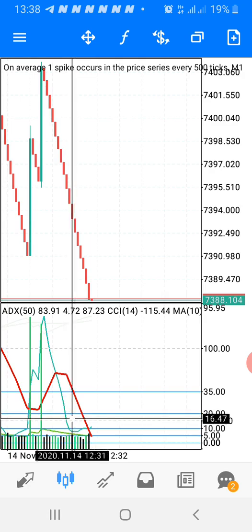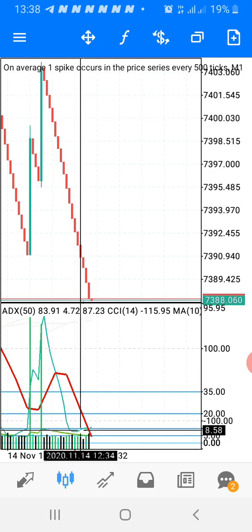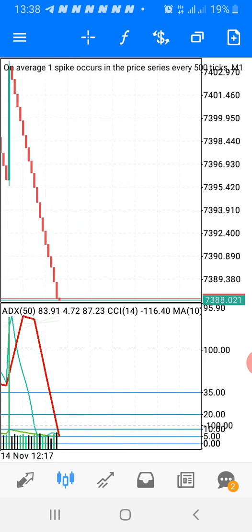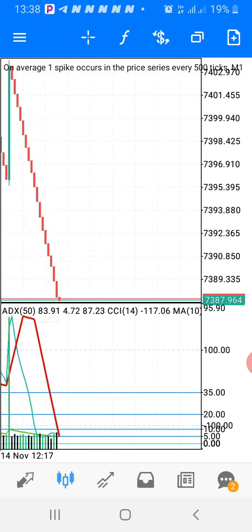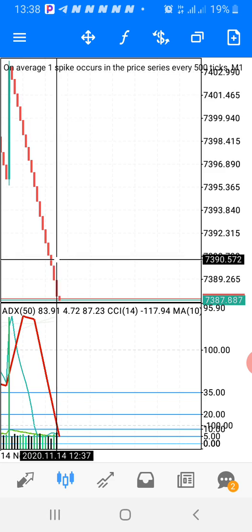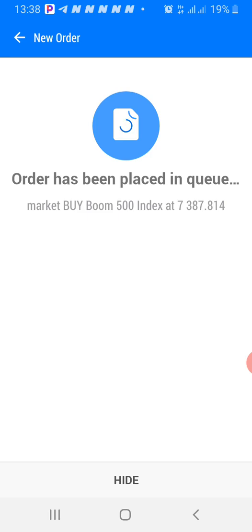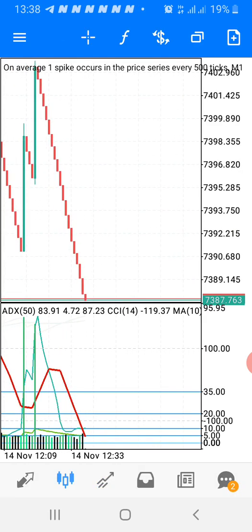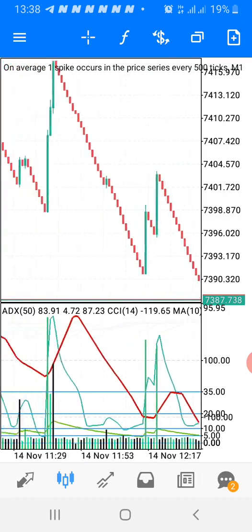So this is another crossing. As you can see, this is another crossing. So I want to place a buy for this market. Yeah, I just placed a buy. And let's not worry about this buy, let's see, it's going to spike.